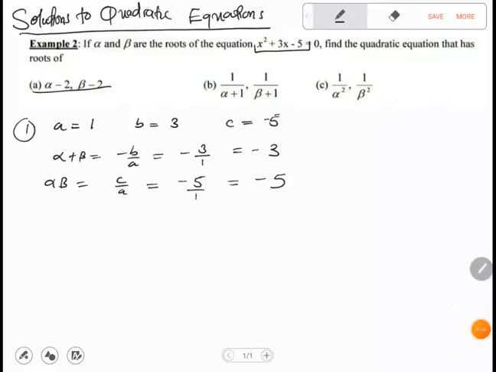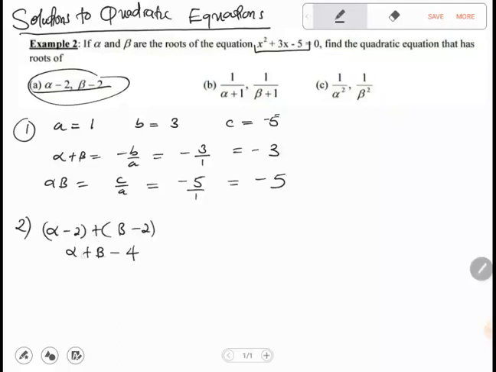Now that you've done this, we go to part 2, which is step 2. Step 2, like I said, we need to find the sum and the product of these roots now, which would be alpha minus 2 added to beta minus 2. And what we get? We are going to get alpha plus beta minus 4. But we know what alpha plus beta is. Remember, it's this one here.